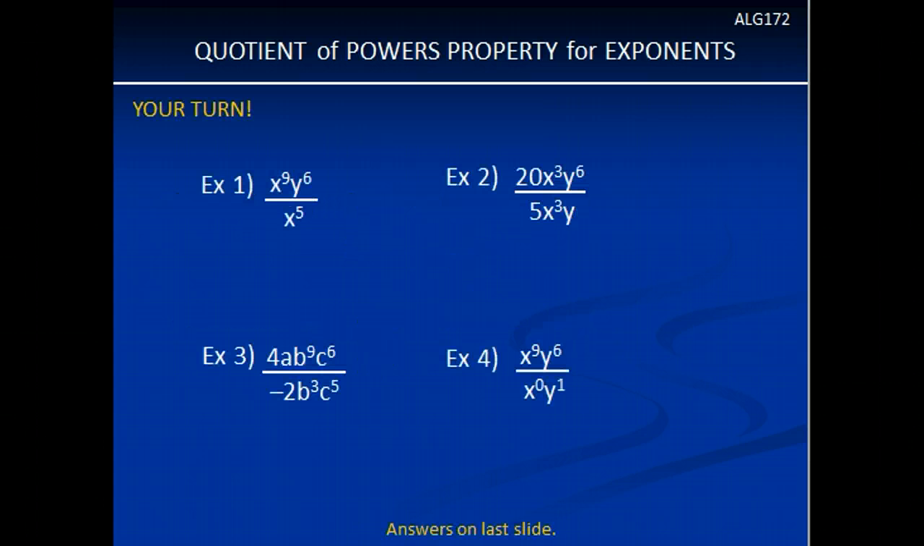So here are some examples. I want you to give it a try. Don't forget that if you have 20 over 5, you have to simplify that. 20 over 5 equals 4. Don't forget, anytime you have whole numbers, it's just like fractions. You have to do the regular division for this one too. So go ahead and pause the video, and then we will go over the answers. Pause now.